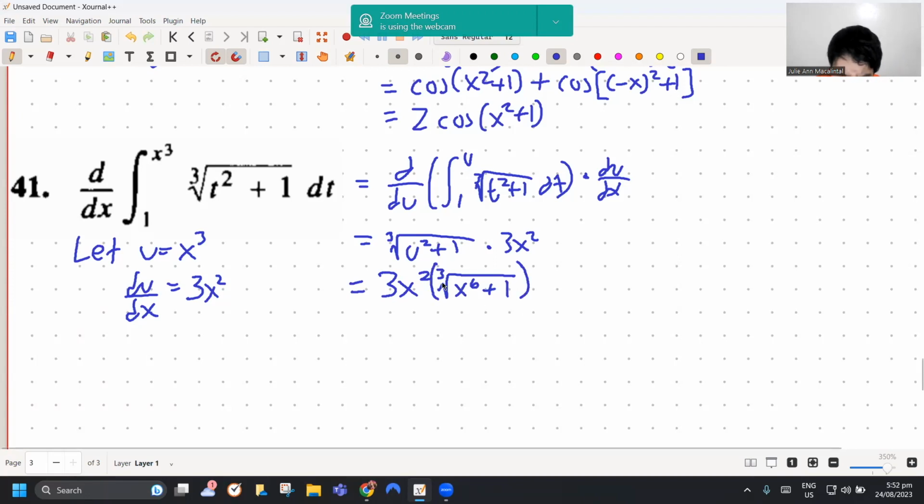Dapat magbigay ng parenthesis for readability. Okay, so we're done with 41. Ngayon, tingnan natin yung 43.